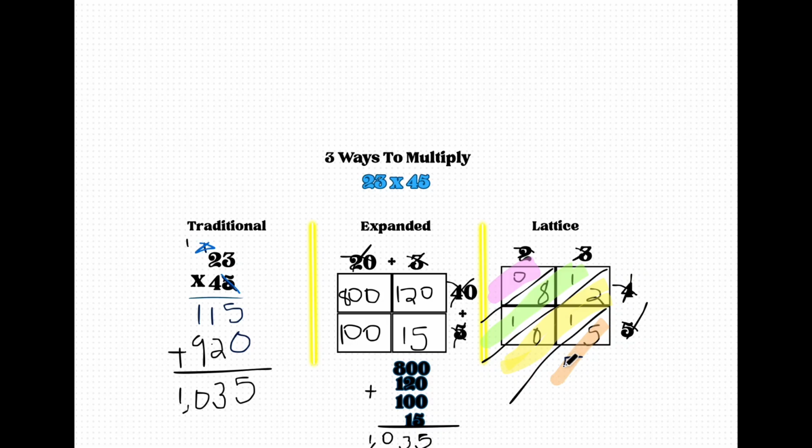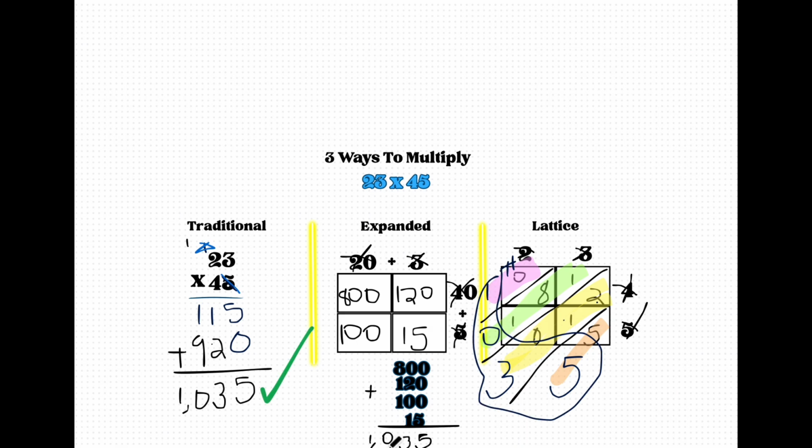And then we're going to add our tens place, which is yellow. 2 plus 1 plus 0 is 3. Then we're going to add our hundreds column, which is 8 plus 1 is 10. 0, carry the 1 to the thousands column. And then 1 plus 0 is going to be 1. And I'm going to circle all the outside numbers because that's going to be my sum or my answer.